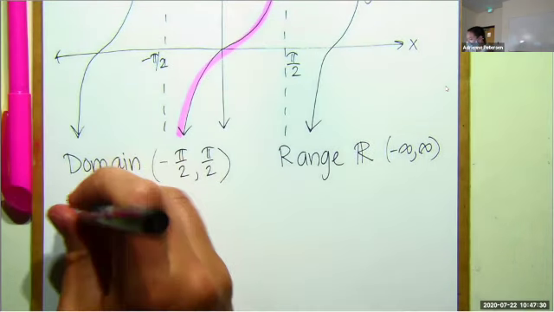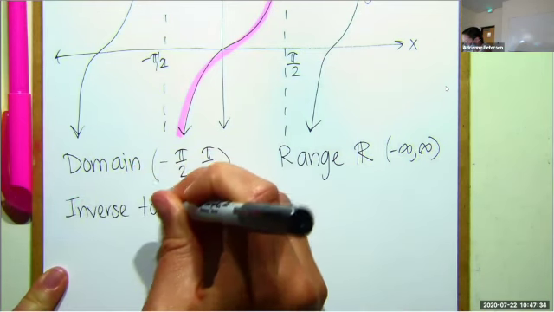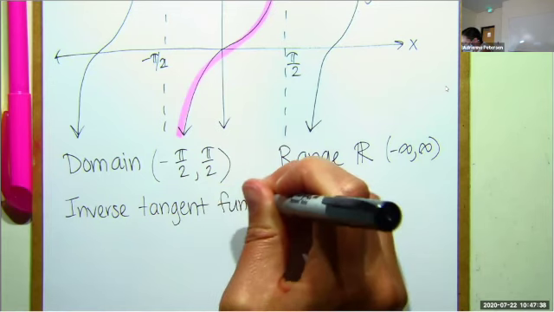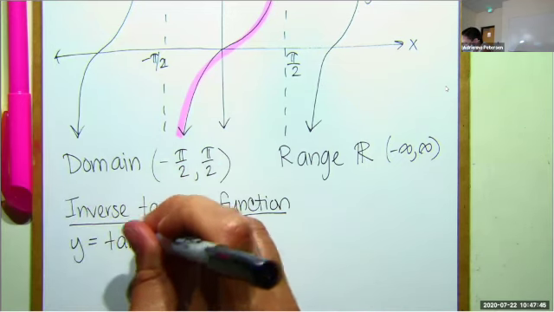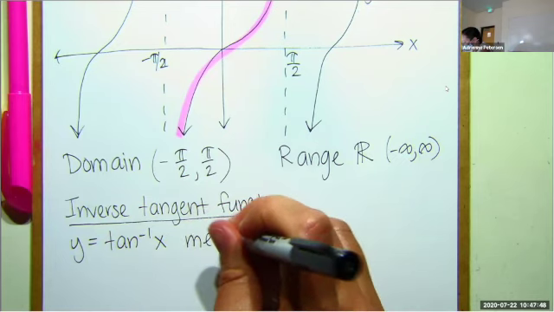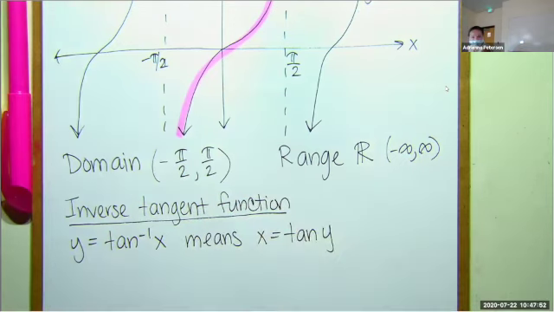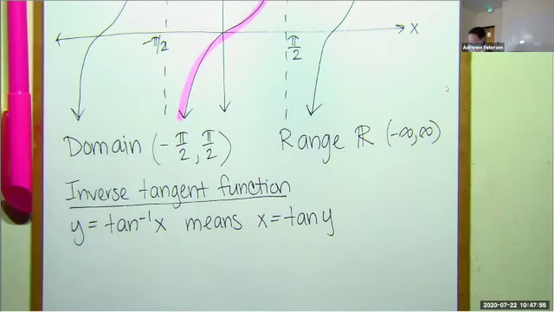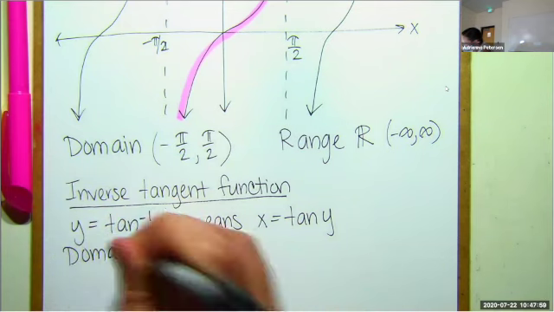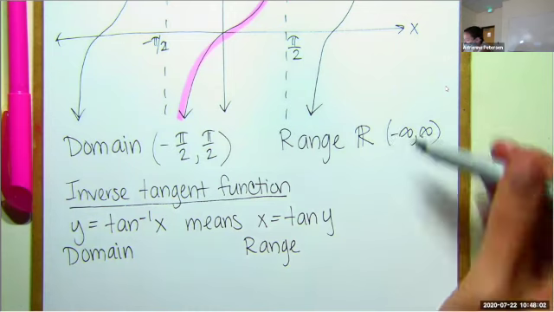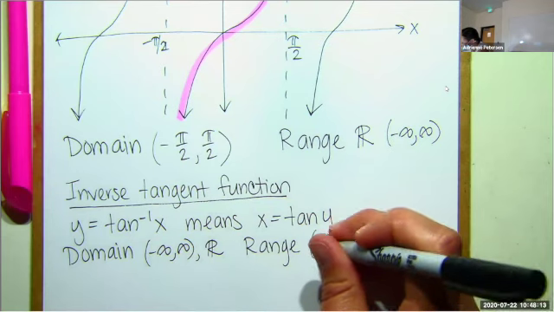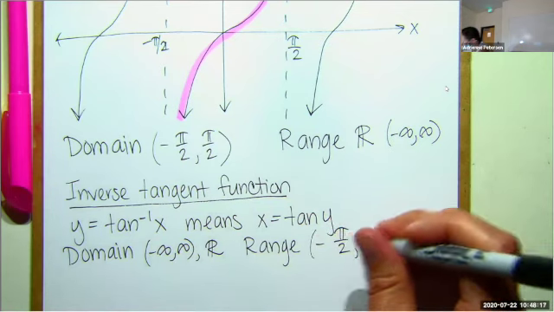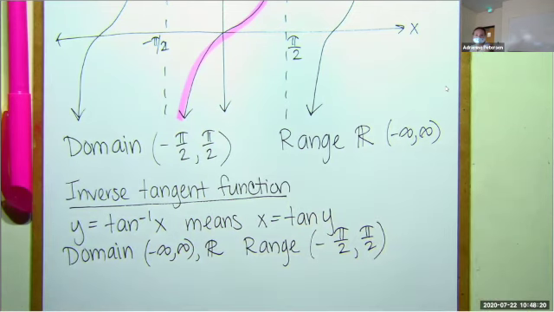Okay, so let's list this out now. Inverse tangent function. y is equal to inverse tangent of x means x is equal to tangent of y. Our domain and our range for this inverse function are exactly opposite of what we found up here. So our domain is -infinity to +infinity, or all real numbers. Our range, the set of our outputs, the y values this can actually hit, is from -pi/2 to +pi/2, not including those endpoints.